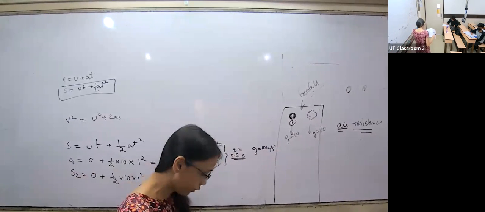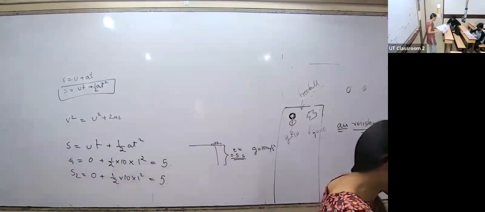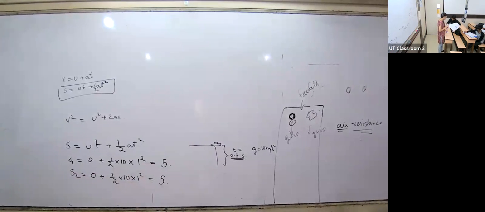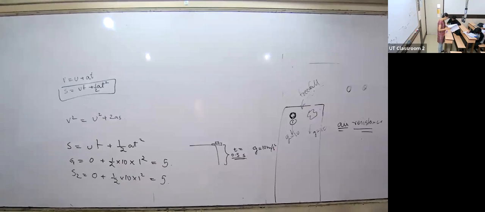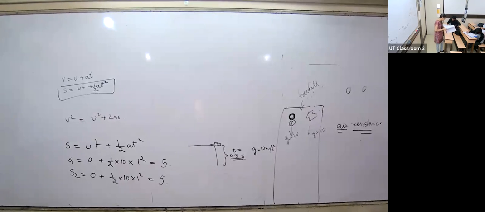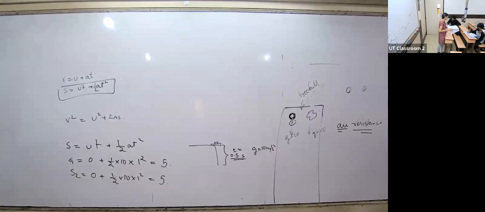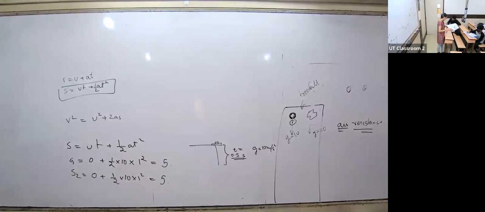The first question they are asking, what is its speed on striking the ground? The second one is, what is its average speed during 0.5 seconds? And how high is the ledge from the ground?